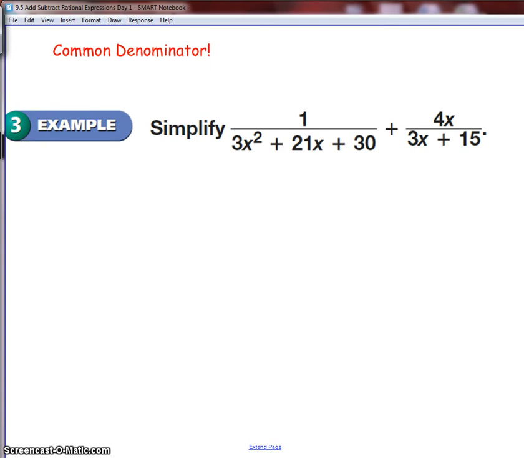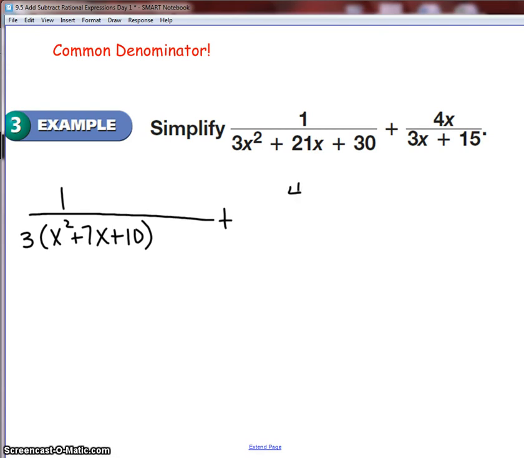Okay, we're going to go ahead and start adding and subtracting rational expressions. Kind of a continuation off 9.4, still very easy. So what we're going to do is factor down completely. I'm going to factor down this denominator over here on this side.